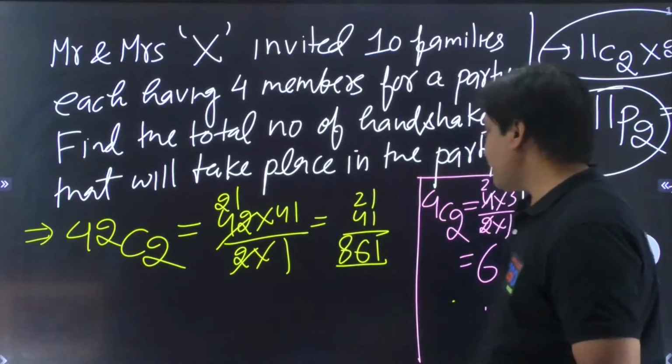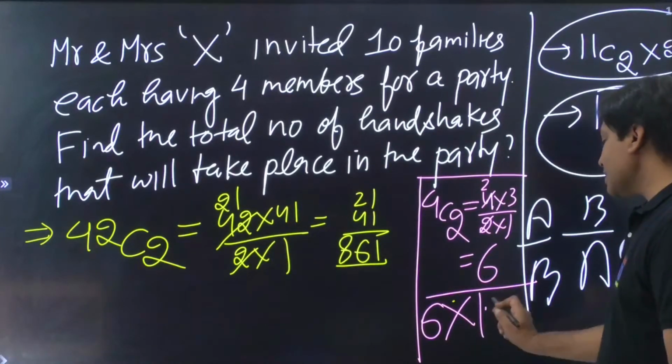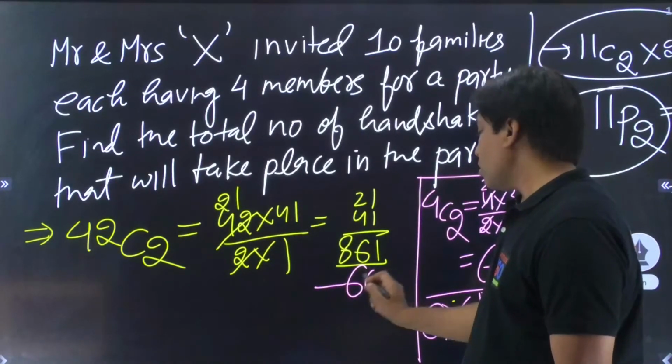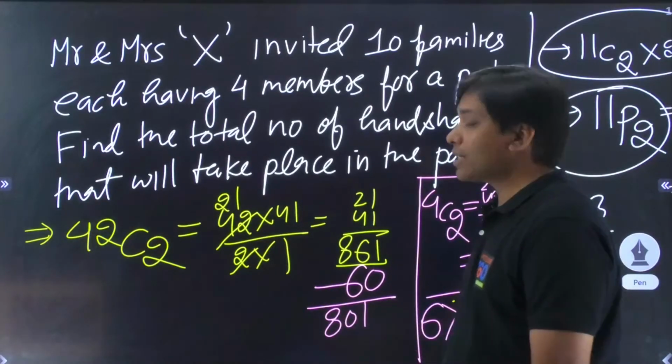और ऐसे कितनी फैमिलीज हैं यहाँ पे? एक फैमिली का तो 6 हो गया, and you have got 10 such families. So 861 में से ये 60 तो गया, बचा कितना? 801. Do you understand this?